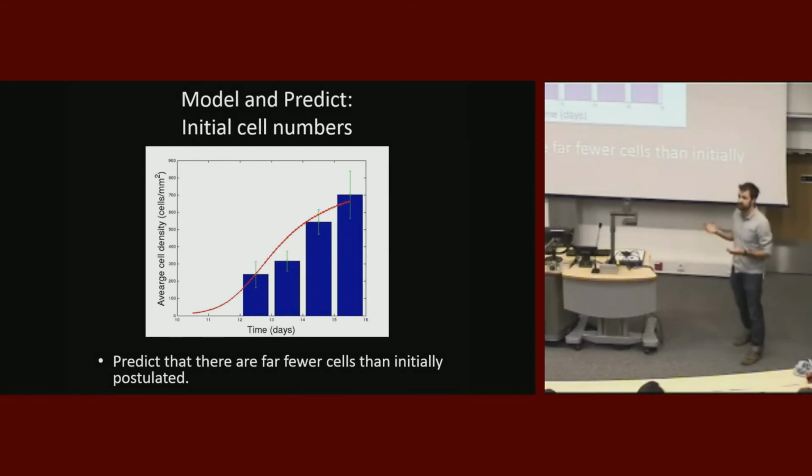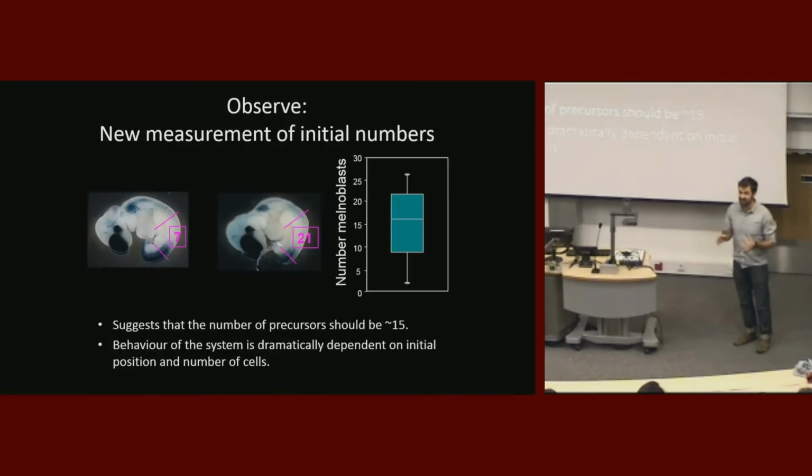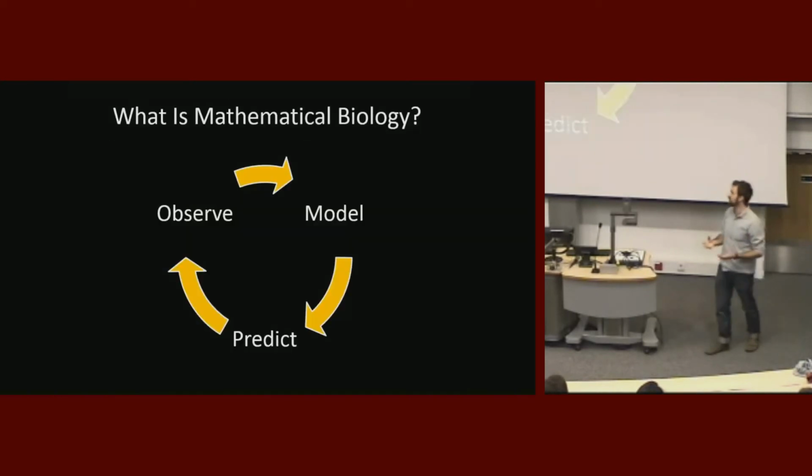So we go back to our experimental colleagues and we say, can you just test again, just to be sure, how many cells should there be at the start? And they go, yeah, we should have done the test properly at the start, you're right, absolutely. It turns out there should actually only be around 15 rather than 100, which was the original number. So we get a much better prediction, and our model has said something about the biology. That's just one cycle through this model, predict, observe cycle that we do in mathematical biology.